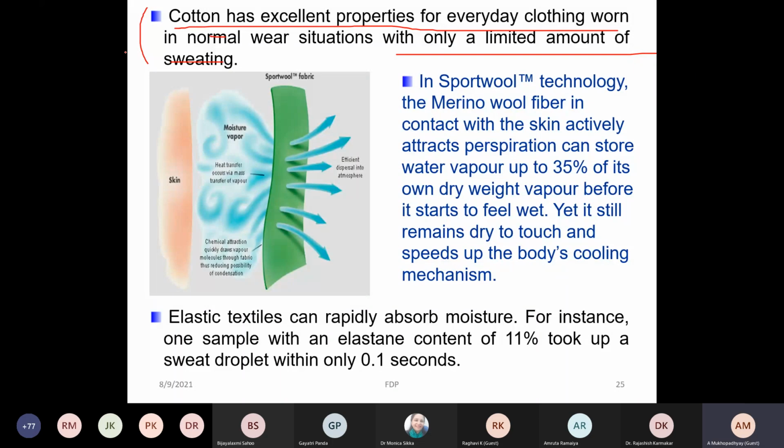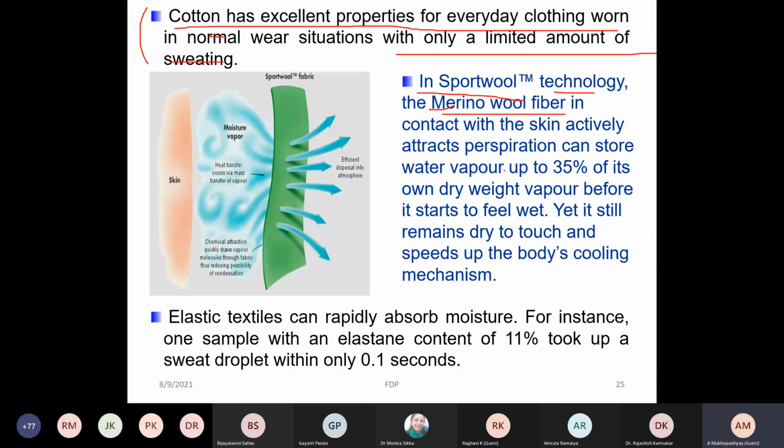Okay, this thing will be more clear if you talk about sports wool. If you talk about the sports wool, merino, this is a project done a long back for Manchester United team to develop the football wear on merino wool fiber. But the project was not succeeded. Unfortunately, the project was not succeeded.